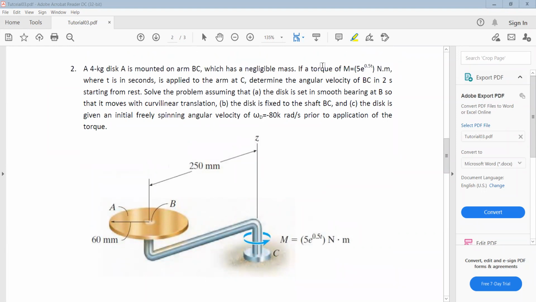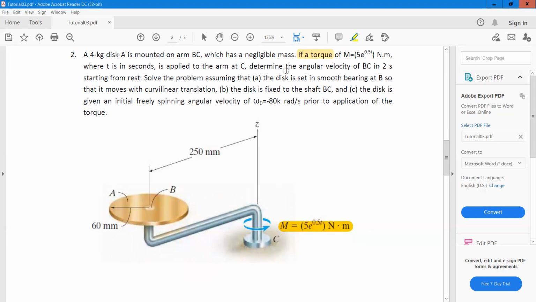Oh, sorry, I forgot here. If a torque of 5 times exponential half t Newton meter, where t is in seconds, is applied to the arm at C, here we have this torque. Determine the angular velocity of BC in 2 seconds starting from rest. Solve the problem assuming that, part A, the disk is set in a smooth bearing at B so that it moves with curvilinear translation.